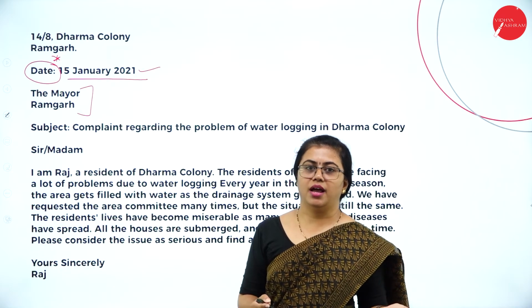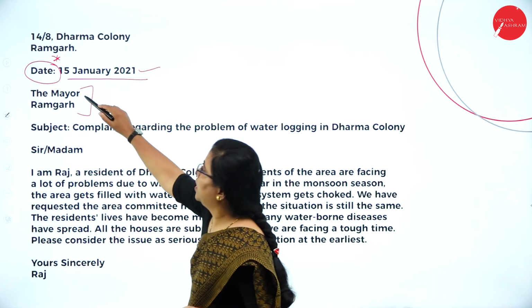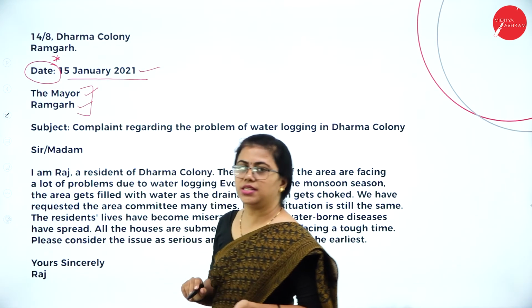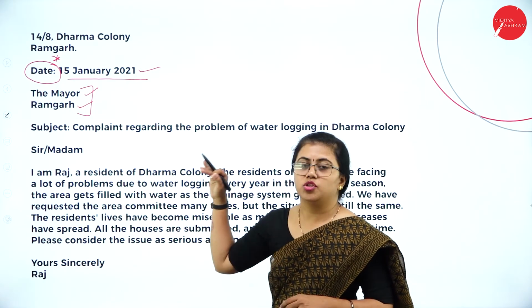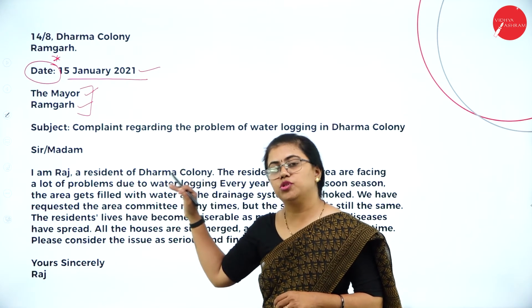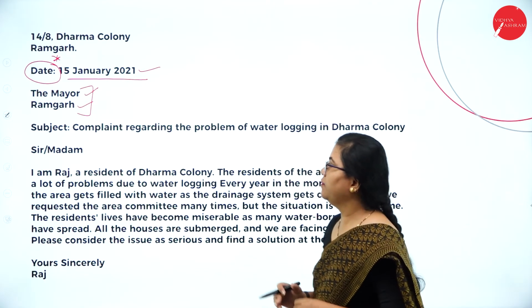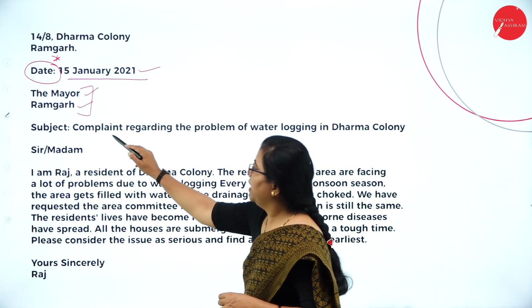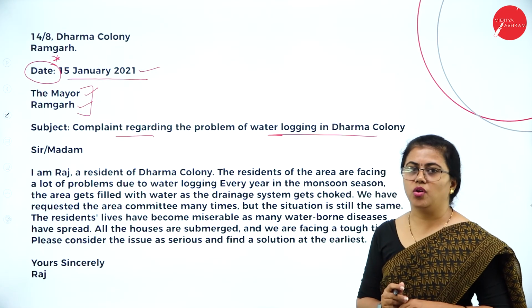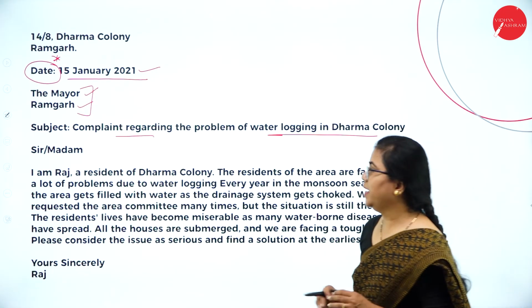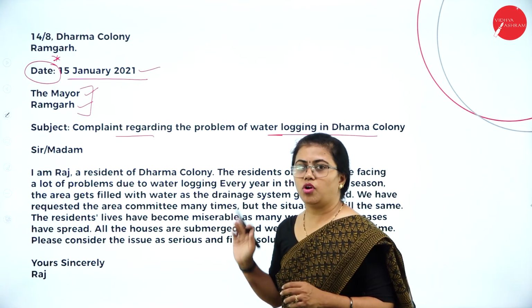Then you have the official address: the mayor, Ramgarh. Here you have the designation, and here you have the city, the person in charge of the city, so that it will reach him. No issues. You need not mention the postal address in detail. Then we have this subject line: complaint regarding problem of water clogging in Dharma Colony. You are talking about a water problem.